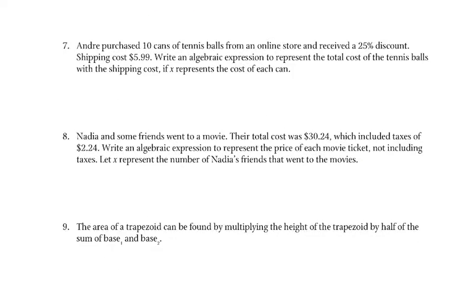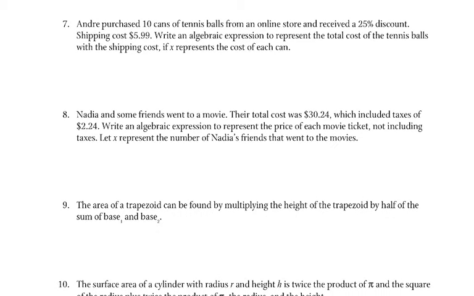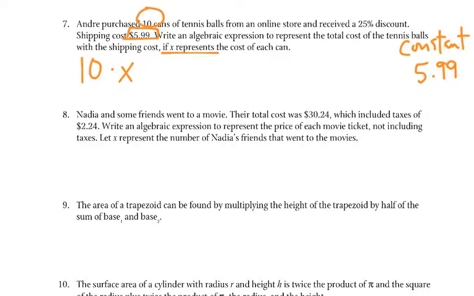We are adding in the shipping cost. Okay, so shipping cost isn't going to change here, right? That's a constant. So we know it's not going to have a variable next to it. It's just going to be $5.99. Okay? Then we have x represents the cost of each can, and we've got 10 of those. So normally we'd go 10 times the cost to get our total cost, right?